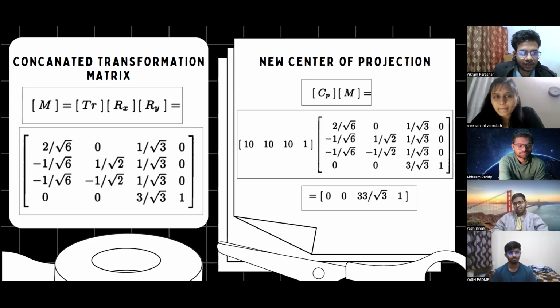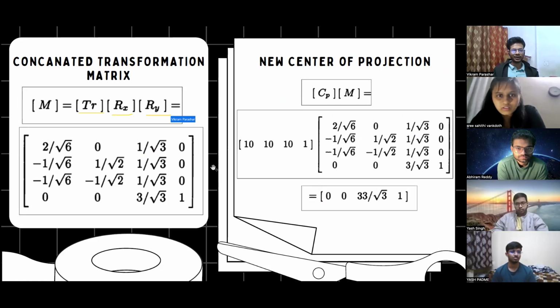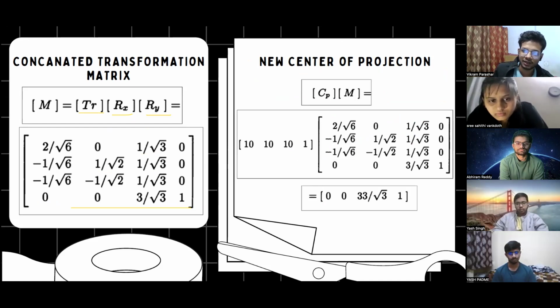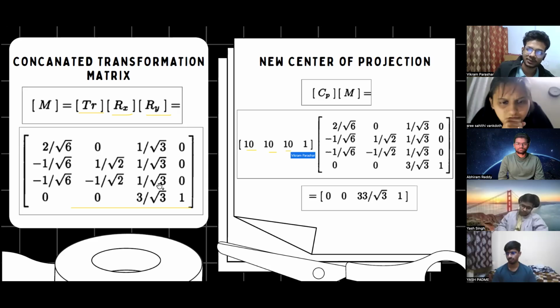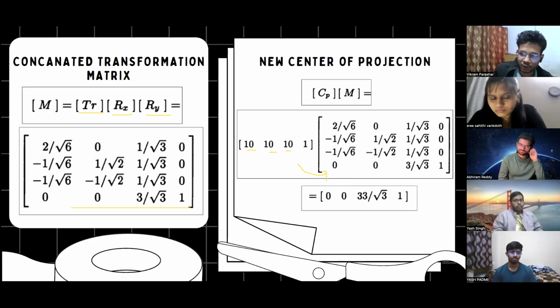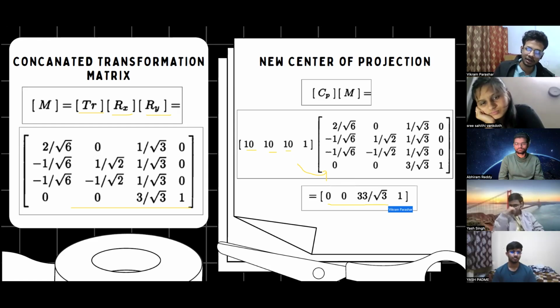So after the translation and the x and y rotations, we can get a concatenated transformation matrix. If we multiply these three, we get this as a resultant. So we can use this transformation matrix on our points. So if we use it on our center of projection, which was 10, 10, 10 in the space, if we multiply it by the transformation matrix, we get the new coordinates of the center of projection, which is 0, 0, 33 by root 3. Next slide.